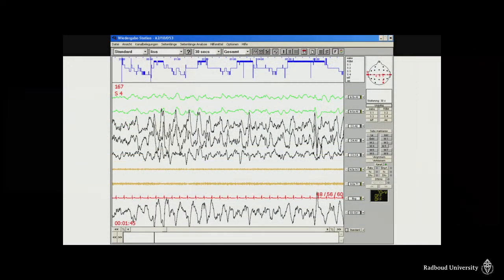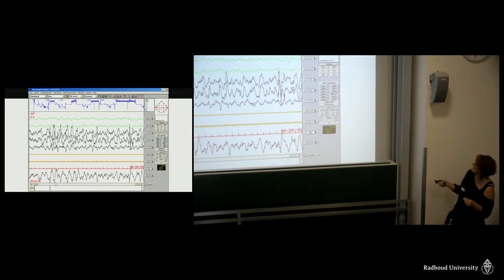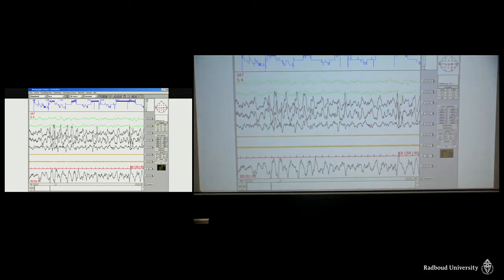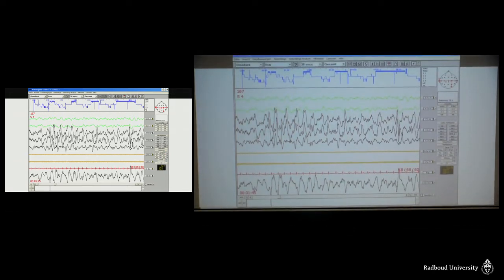So this subject is still my favorite. That's why I use her. I even know who it is. I always use her EEG because she was one of the best slow oscillators I've ever seen. I think it's quite amazing to see those huge waves, especially if you're used to the wake stuff, which is really tiny. To see this is quite beautiful.